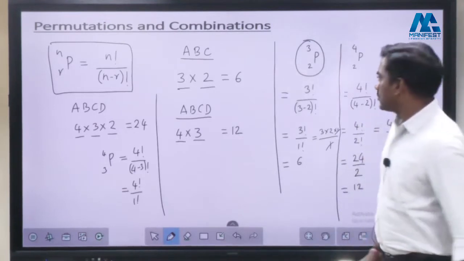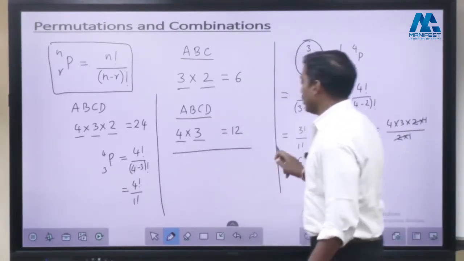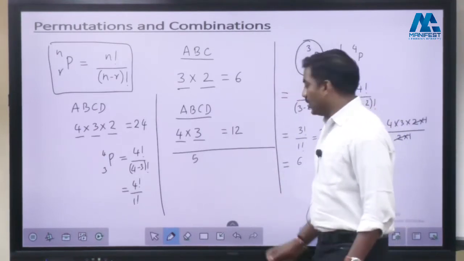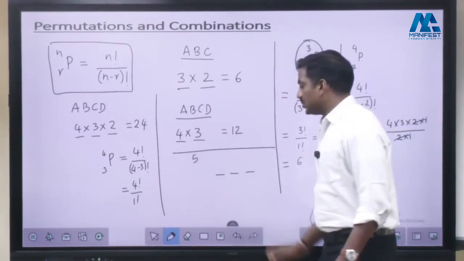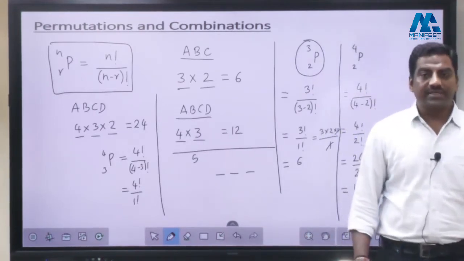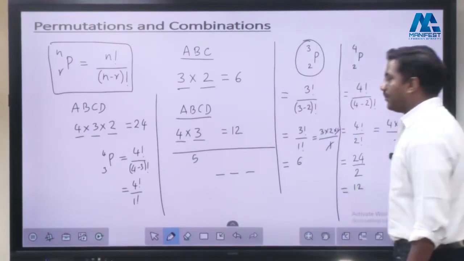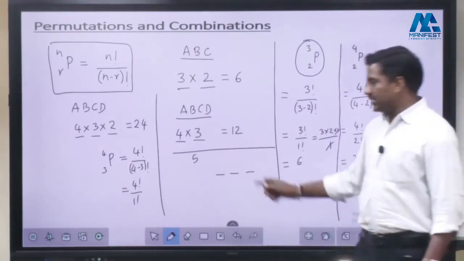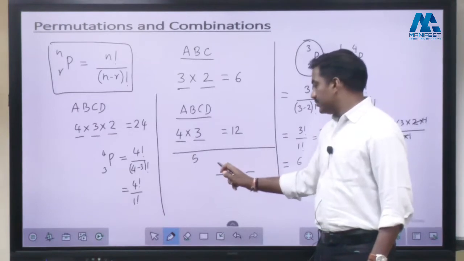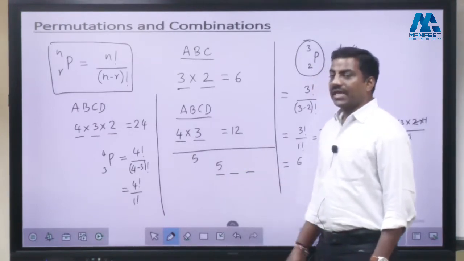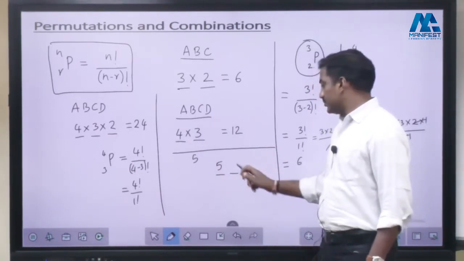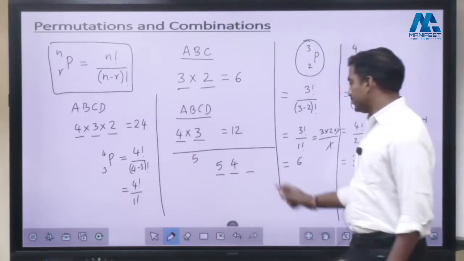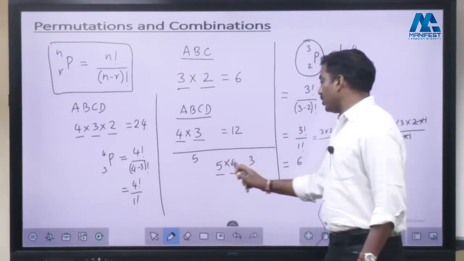What about if you have 5 persons with you, and you have 3 chairs? 5 persons and 3 chairs. In how many ways can you make people sit on these 3 chairs? First chair can be filled in how many ways? Second chair can be filled in how many ways? Third chair can be filled in how many ways? 5 into 4 into 3.